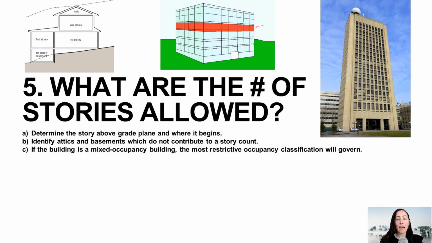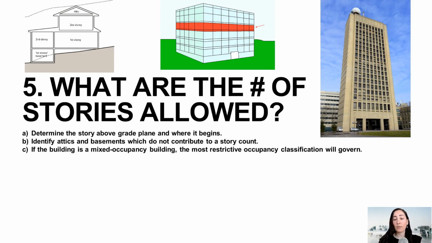The grade plane is the average finished ground level adjoining the building at the exterior walls. The original elevation of the site is not really relevant in determining grade plane if it has been altered to create the final form of the site. Grade plane is a plane at a single elevation that's calculated by taking the average of the elevations determined for each side of the building.